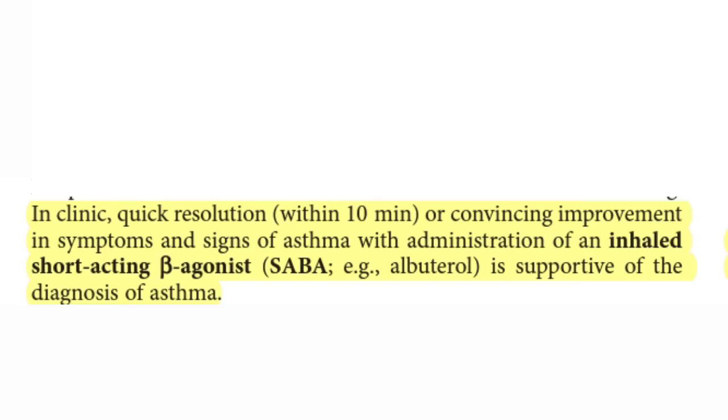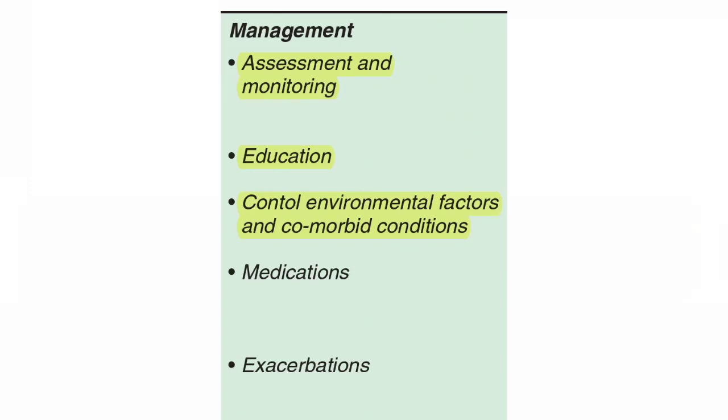So if a child comes to your clinic with a wheezy chest and you give him bronchodilator therapy in the form of albuterol, salbutamol nebulization, and there is rapid response, the patient is likely to have asthma. Once you diagnose asthma, you will proceed next. So this is the flow, and this is basically the pattern of management of asthma.